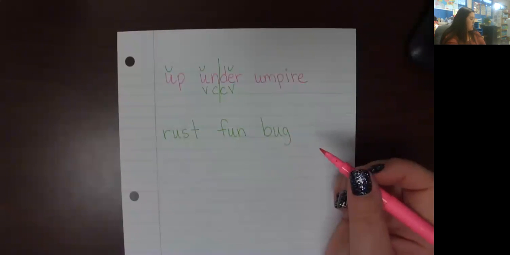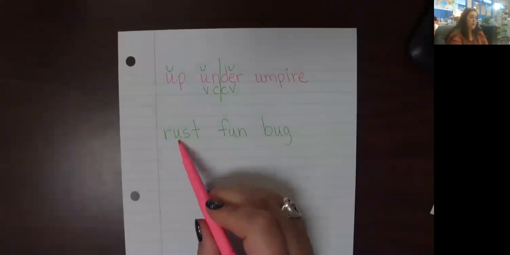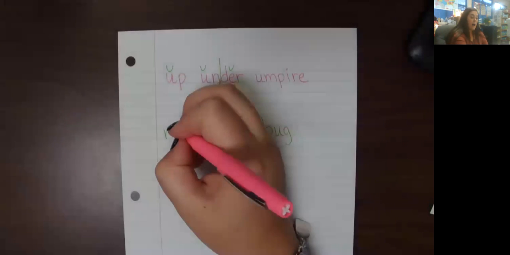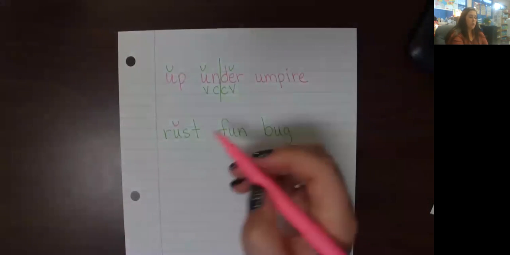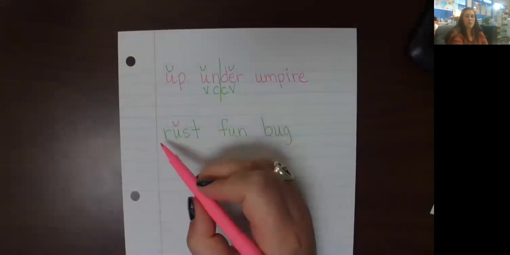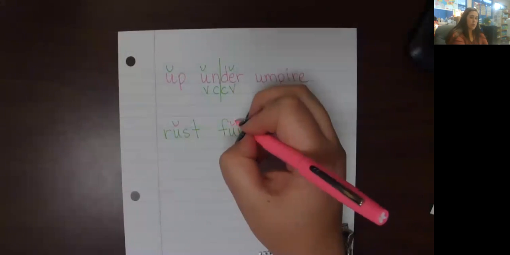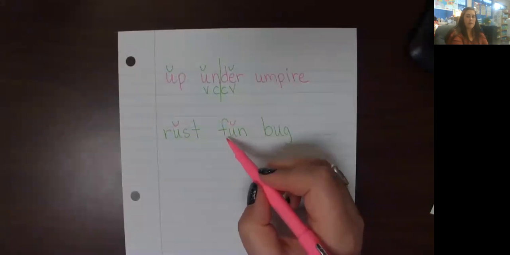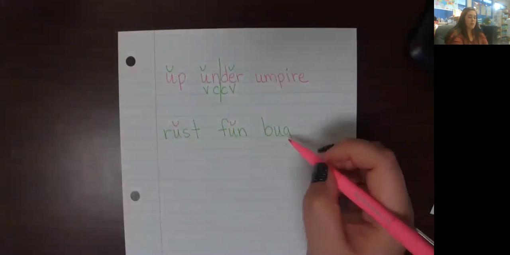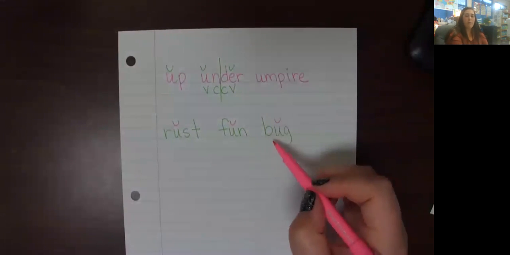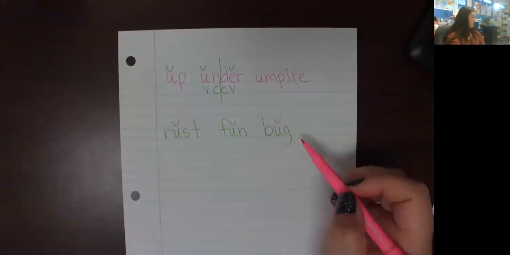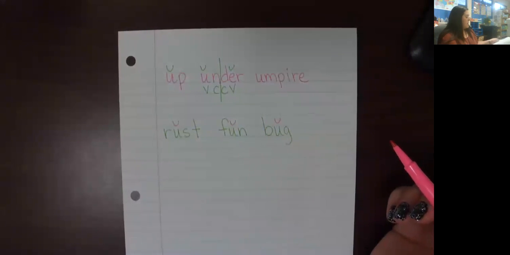Okay, so let's code these words. We have the letter U, or vowel U, so it gets a breve. Rust, rust. The next one, vowel U, is followed by a consonant, so it gets a breve. Fun. And the next one, vowel U gets a breve. Bug. Good.